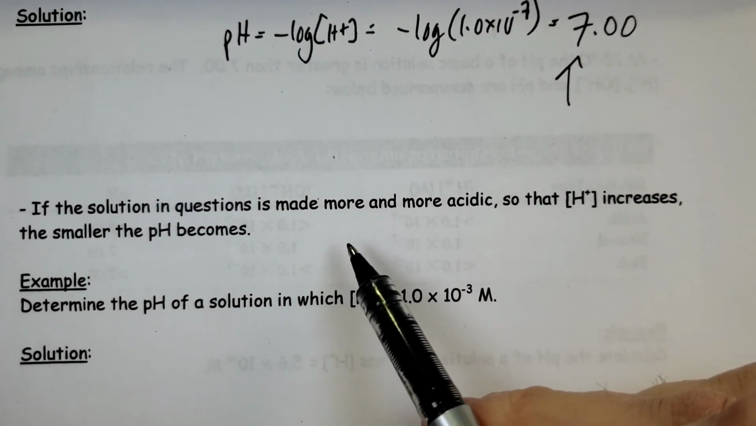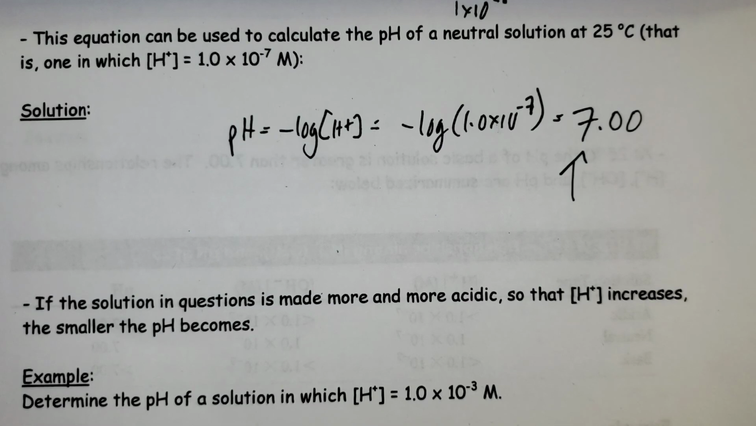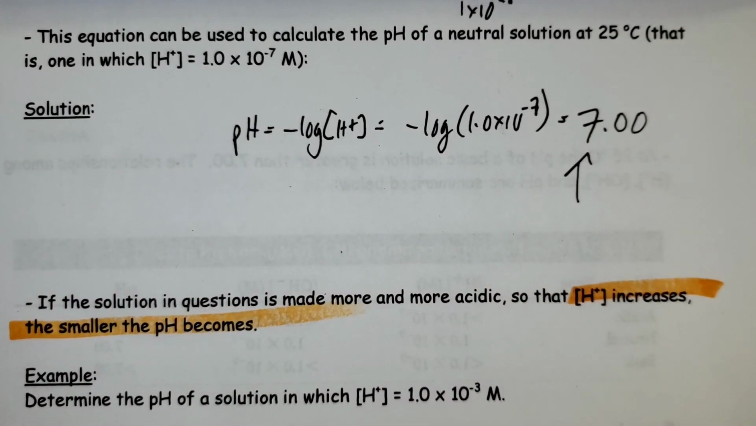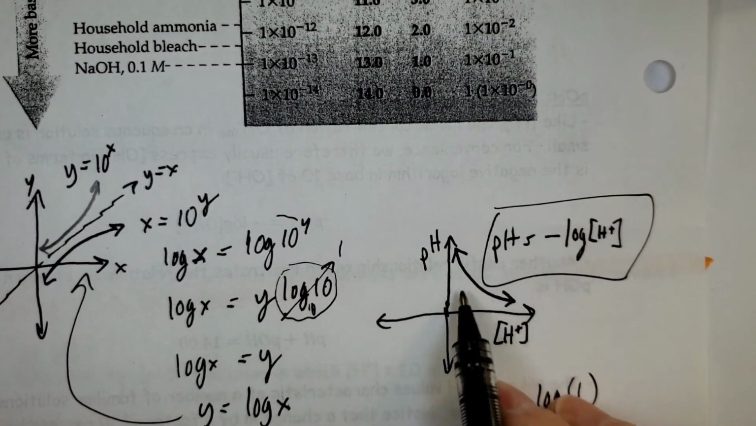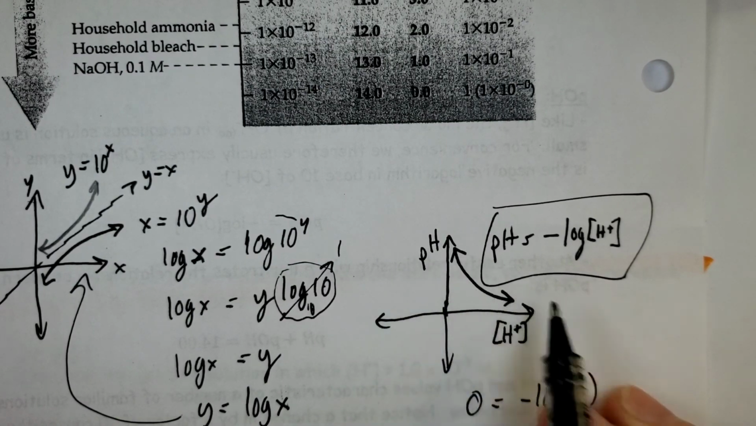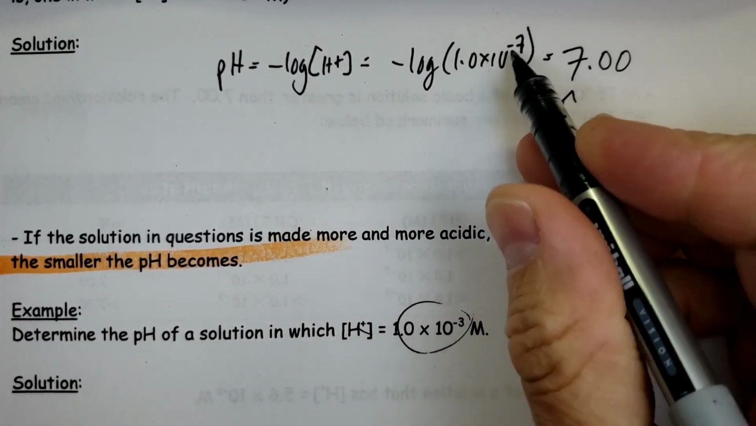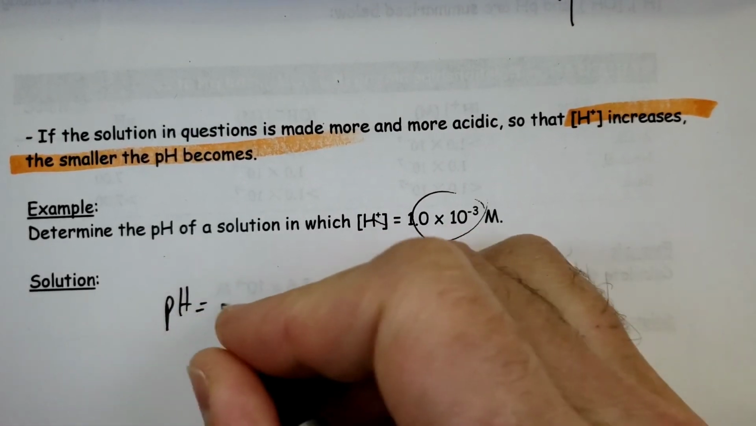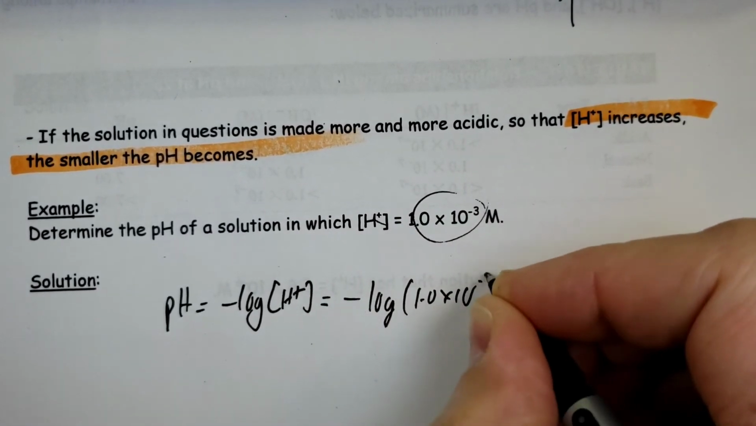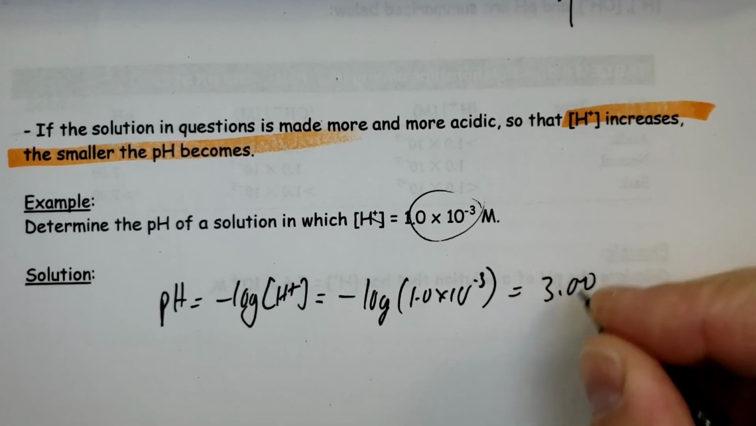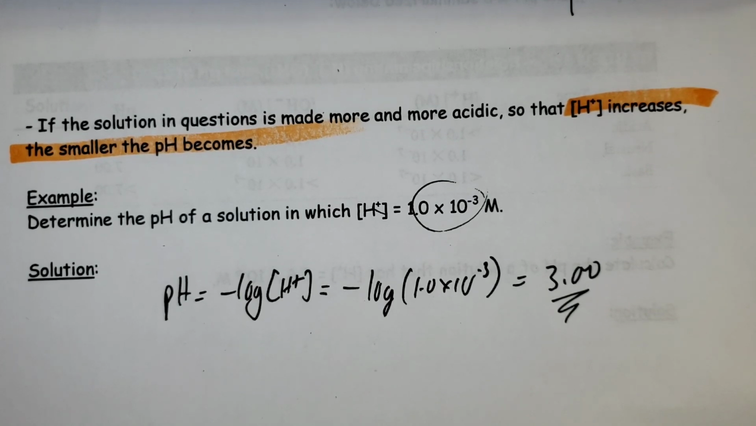If the solution in question is made more acidic so that H increases, the smaller the pH becomes because of that relationship, that logarithmic graph that we just looked at. As H increases, the resulting pH decreases. So let's look at it. If I had 1 times 10 to the minus 3, this is a way bigger number than 1 times 10 to the minus 7. So pH equals negative log of H plus, the negative log of 1.0 times 10 to the minus 3, and by how that number is set up, it's equal to 3. So a lower number on a pH scale means more acidic.